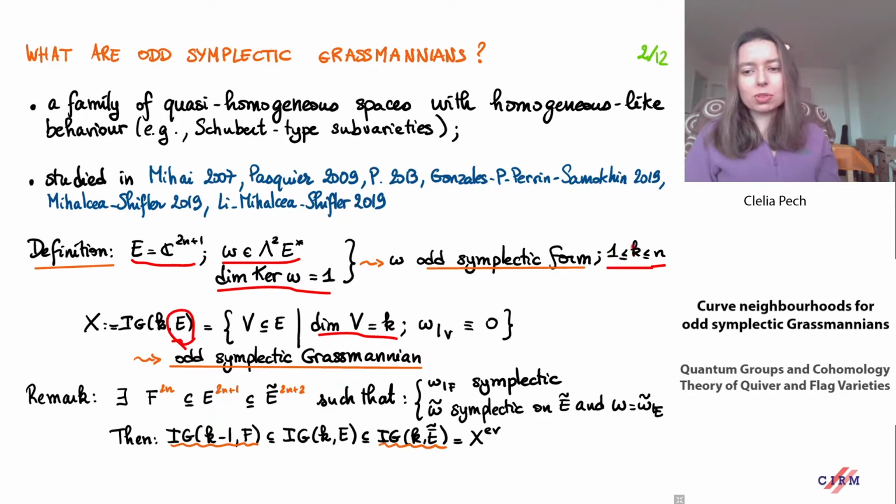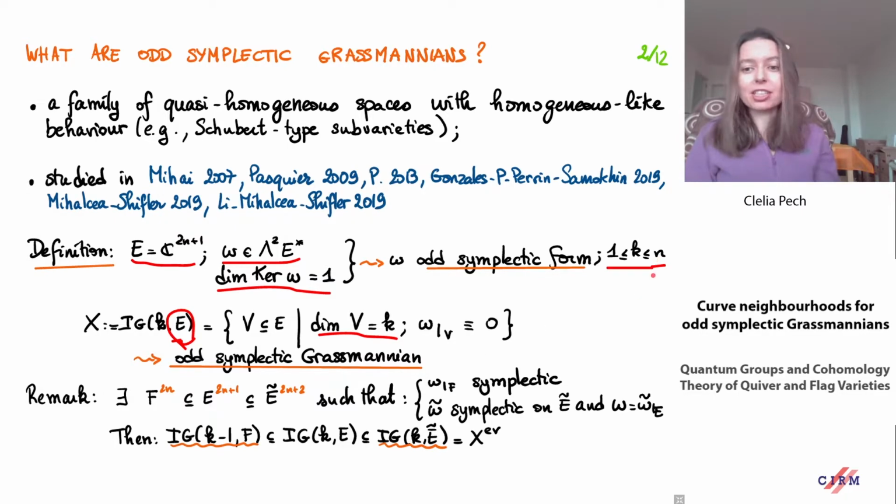Technically I could have taken k between 1 and n+1. Actually, the cases that are not homogeneous correspond to k between 2 and n. If I take k equals 1, I look at one-dimensional subspaces and ask that they are isotropic for an antisymmetric form. Well, that's all of them. So this is just projective space. So I'm not going to focus very much on that case.